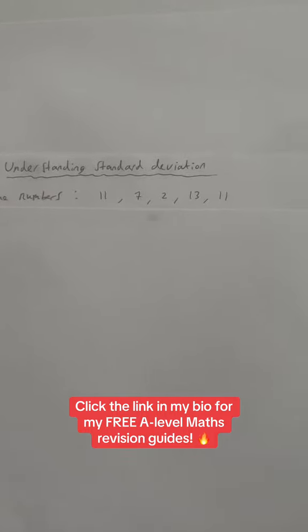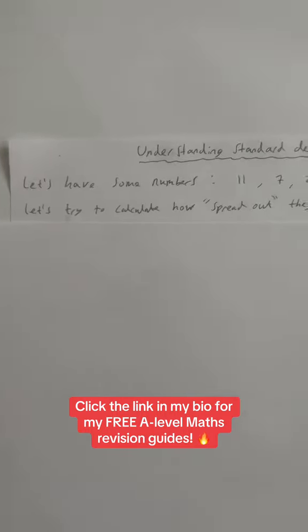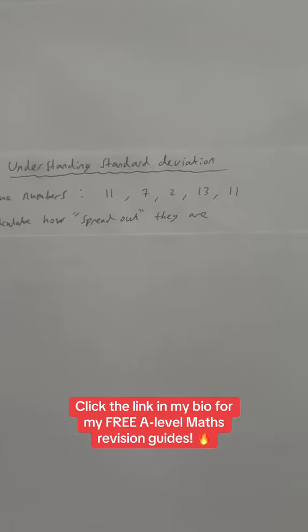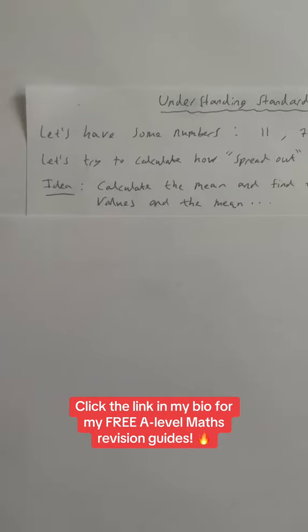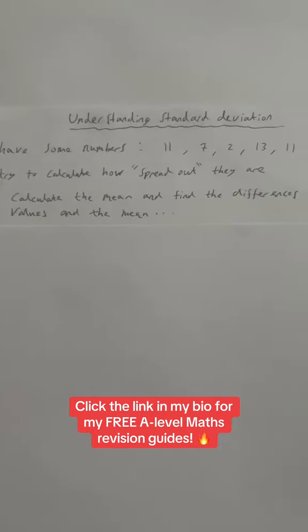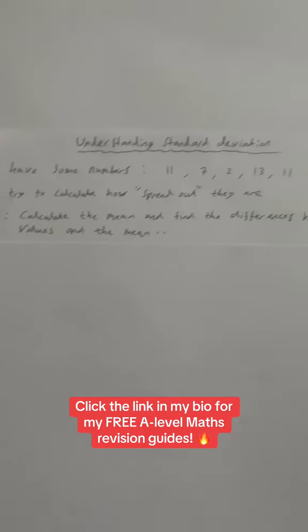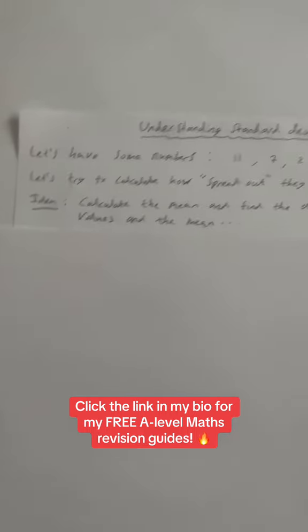So let's go for an example. Let's say we've got some numbers, some data, and let's try and calculate how spread out they are. Let's try and find a way of calculating how spread out these numbers are on average. That's the whole idea. So what we're going to do is calculate the mean of our data and calculate the differences between the data values and the mean. So let's just see where that leads us, okay?